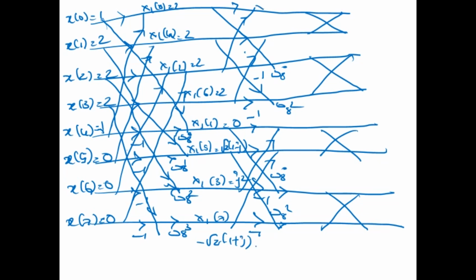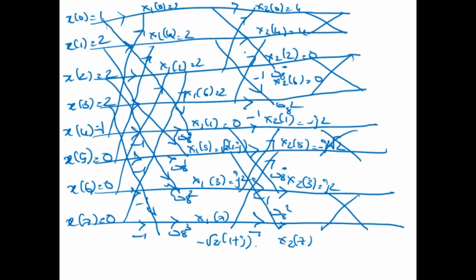Then the second stage output x2 of 0 is equal to 4, x2 of 4 is equal to 4, x2 of 2 is equal to 0, x2 of 6 is equal to 0, x2 of 1 is equal to minus j2, x2 of 5 is equal to minus j2 root 2, x2 of 3 is equal to j2, x2 of 7 is equal to minus j2 root 2.